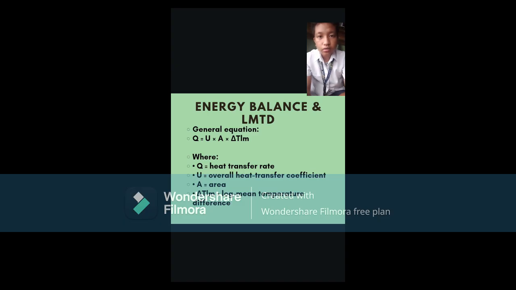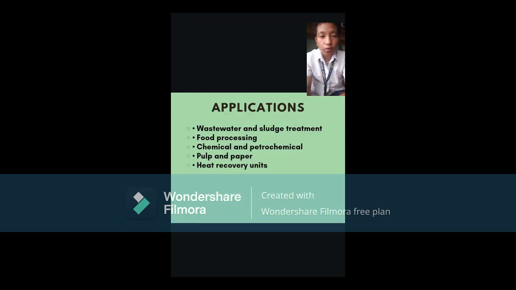And then let's proceed to applications. Wastewater and sludge treatment, food processing, chemical and petrochemical, pulp and paper, heat recovery units. So sa spiral heat exchangers are widely used in chemical processing, food industries, petroleum refining, wastewater treatment, and power plants.